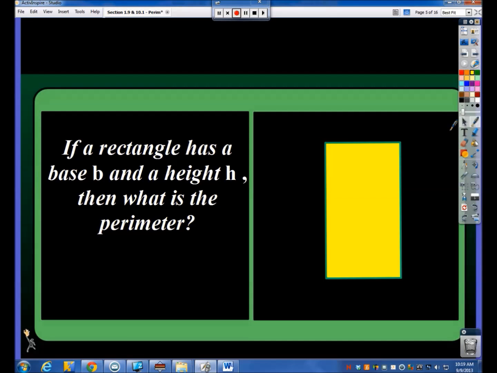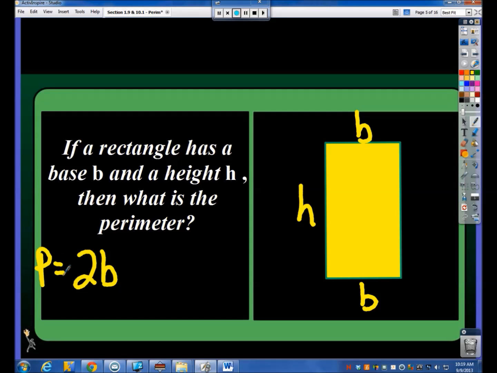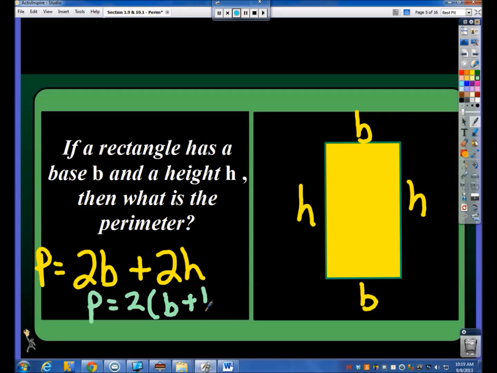Then if we started talking about a rectangle, well, a rectangle is going to have a base b and a height h. Then what would the perimeter of it be? Well, we've got two bases, here and here, so there's 2b. So P equals, perimeter equals 2 bases plus 2 heights. So 2b plus 2h. And then if you really wanted to get fancy here, you could factor out the 2 and say the perimeter is 2 times the quantity, base plus height. Either way is fine. I typically just stick with 2b plus 2h.